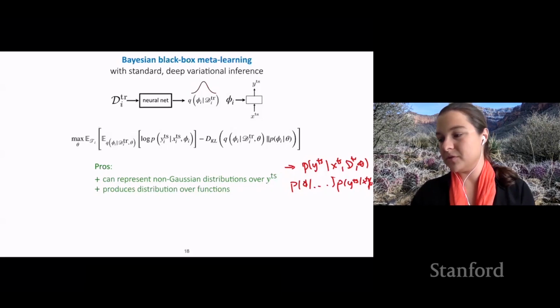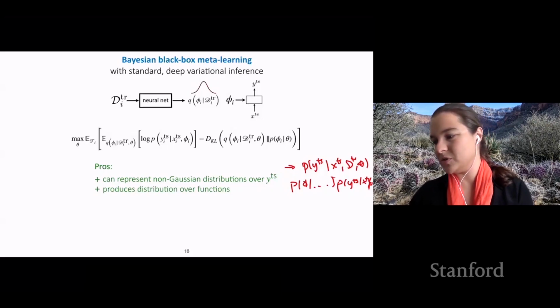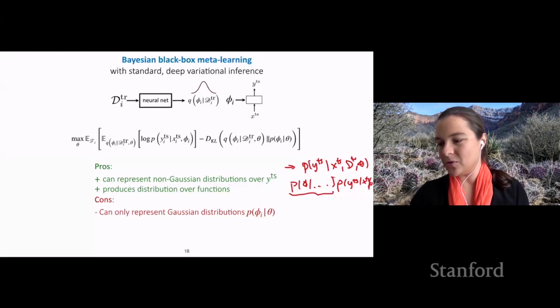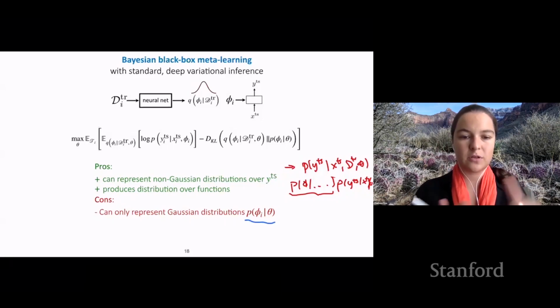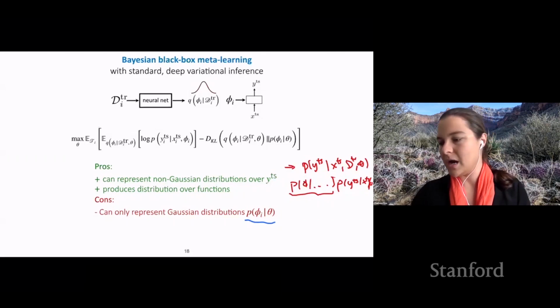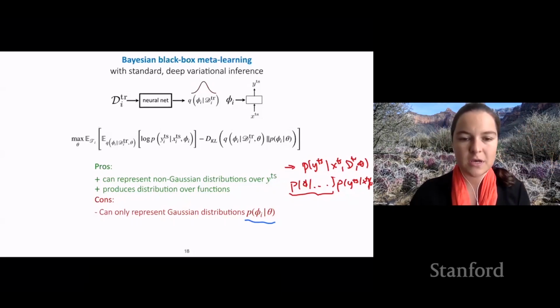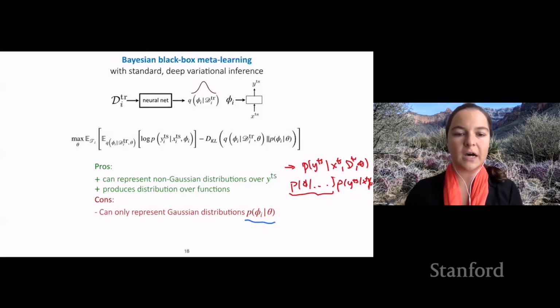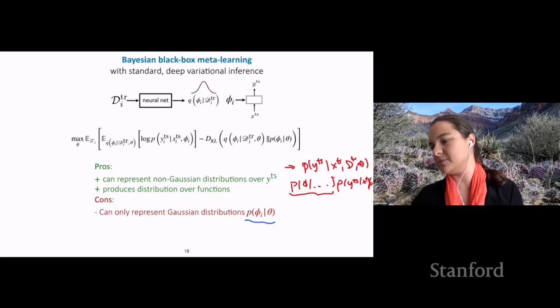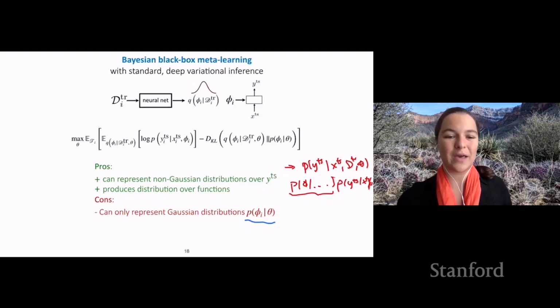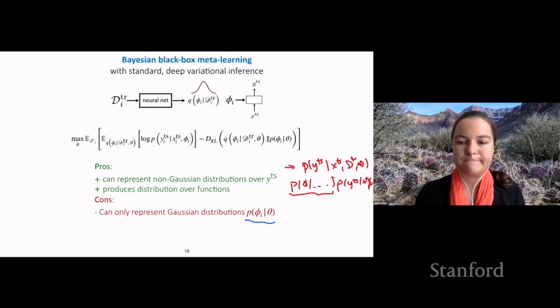It also produces a distribution over functions. It allows you to produce a distribution over task-specific parameters phi. The downside is that you can only represent Gaussian distributions over p of phi I. This is important so that you can calculate the KL and so that you can use the reparameterization trick. It limits the expressivity of this distribution. In practice, Gaussian distributions over parameters are fairly effective for representing distributions because your parameters will be transformed in a nonlinear way to produce predictions.